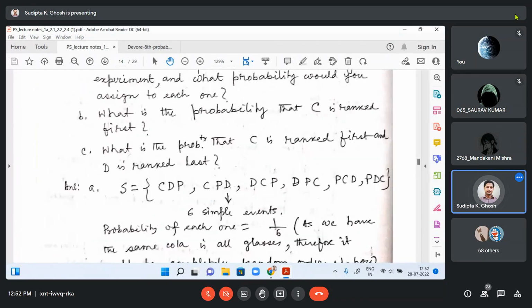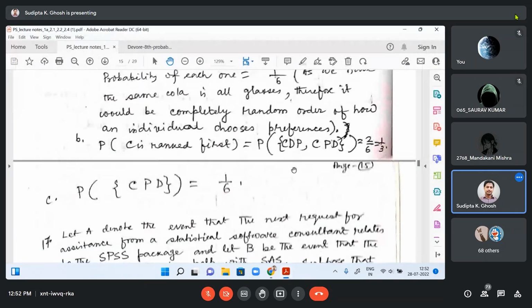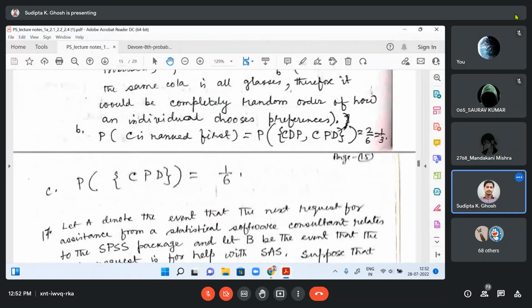What is the second problem? Now, what is the probability that C is ranked first? What is the meaning of C is ranked first? Anyone? C is ranked first means the person has taken the C label cola first. Am I correct? Therefore, either this will happen or this will happen. Yes, sir. Therefore, what is the probability? 2 by 6, so 1 by 3. Am I correct? Yes, sir.